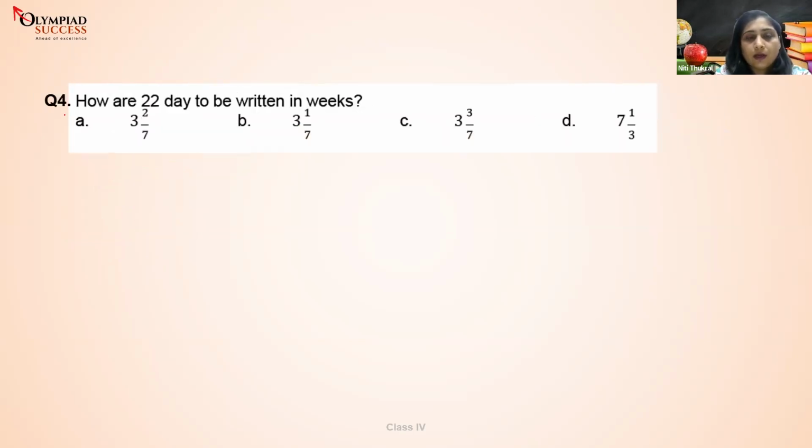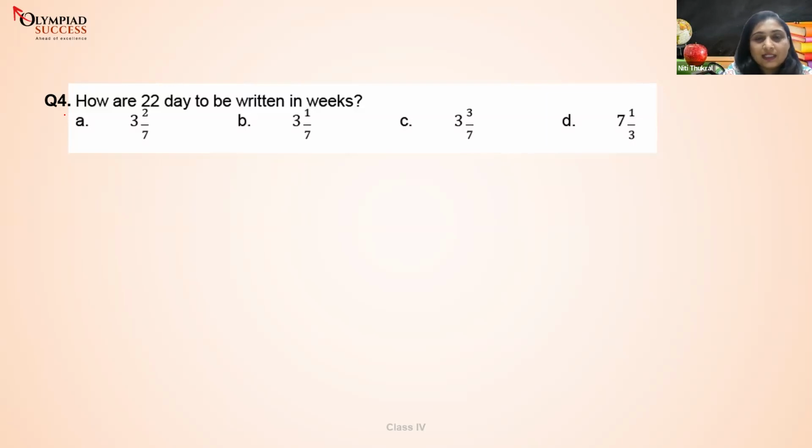Okay. Now here comes the next question. How are 22 days to be written in a week? 22 days can be written in weeks. Anybody who wants to give it a try? Okay, some D part. Okay, 7, 1 by 3. Then Anisha has written 3, 1 day. 3 weeks and 1 day. Then D7. Okay. B, somebody saying B. Some are saying D. Some are saying B, some are saying D.